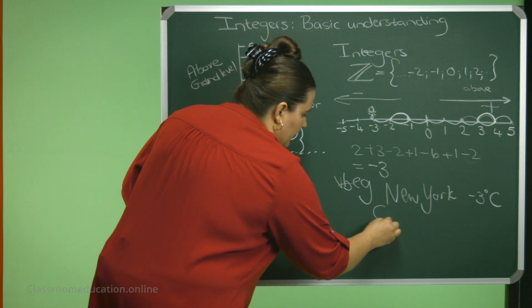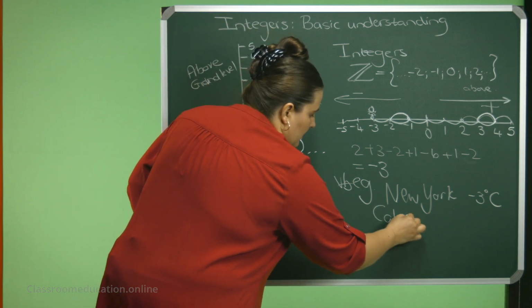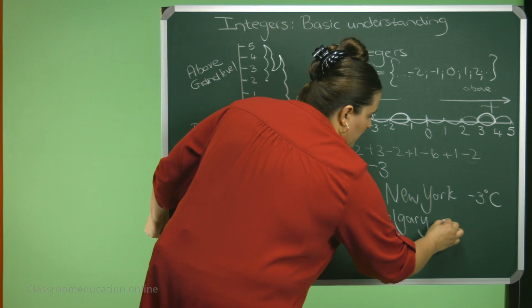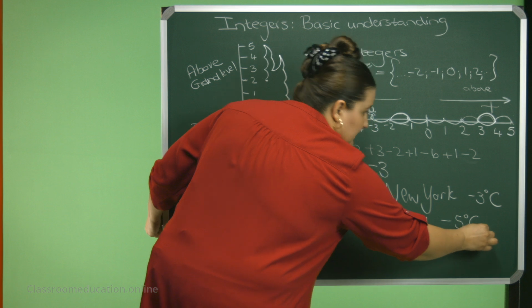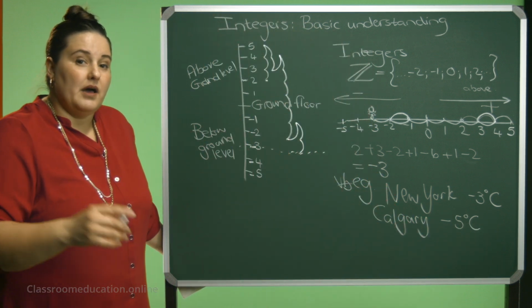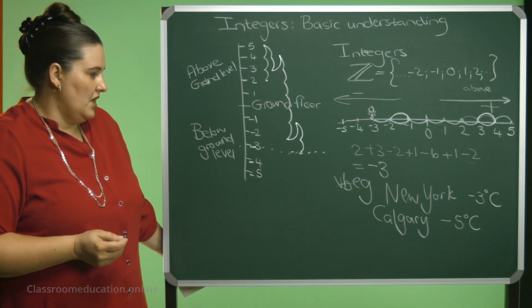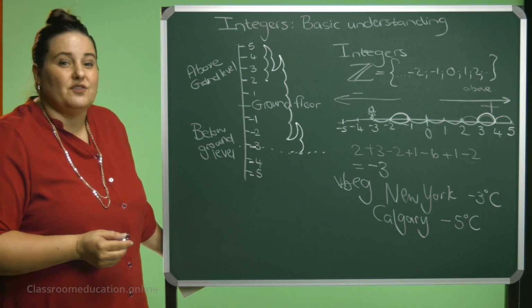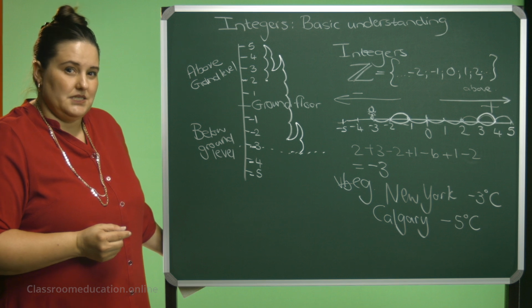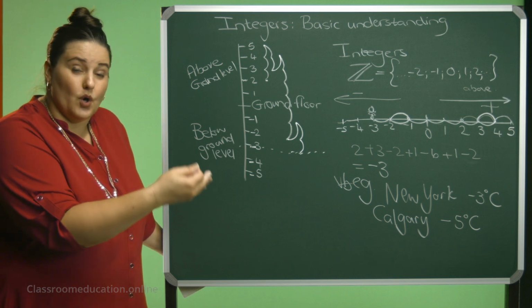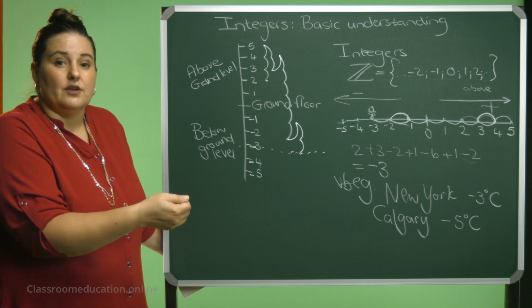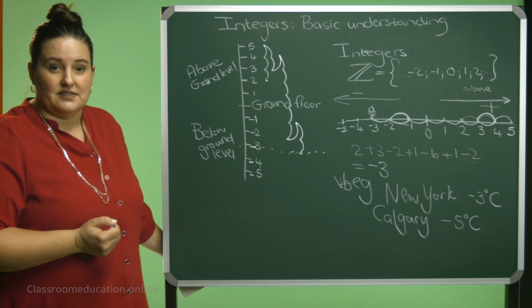And Calgary's in Canada, was minus 5 degrees Celsius. Now my question is, which of these 2 cities was actually the coldest that night? Was it New York with minus 3 degrees Celsius? Or Calgary with minus 5 degrees Celsius? What do you think?